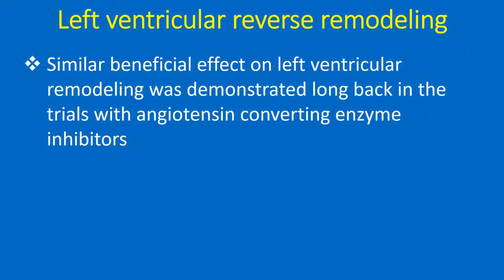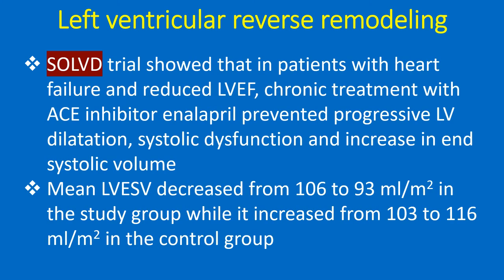Similar beneficial effect on LV remodeling was demonstrated long back in the trials with angiotensin-converting enzyme inhibitors. The Studies of Left Ventricular Dysfunction trial showed that in patients with heart failure and reduced LV ejection fraction, chronic treatment with the angiotensin-converting enzyme inhibitor enalapril prevented progressive LV dilatation, systolic dysfunction, and increase in end-systolic volume. Mean end-systolic volume decreased from 106 to 93 ml per meter squared in the study group, while it increased from 103 to 116 ml per meter squared in the control group.